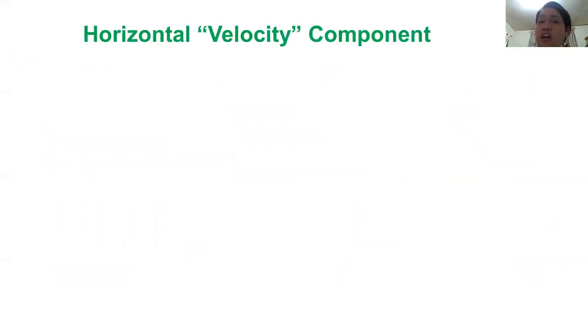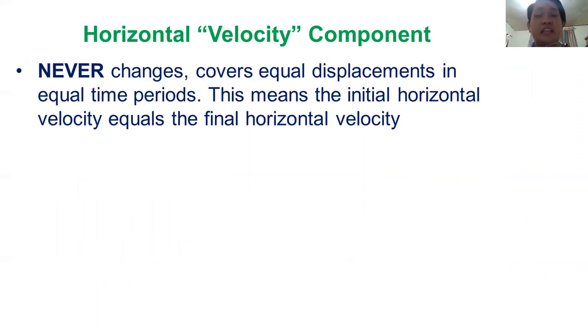Horizontal velocity. Now let's talk about the horizontal velocity component. In a horizontal velocity component, we can describe that it never changes. Again, in a horizontal velocity component, it never changes. Take down note of that. It covers equal displacements in equal time periods. So what does it mean? This means that the initial horizontal velocity is equal to the final horizontal velocity.